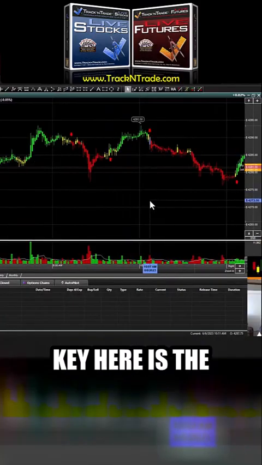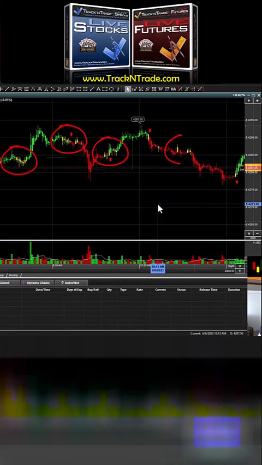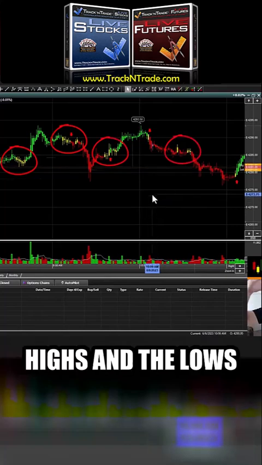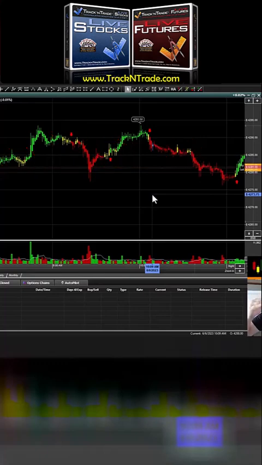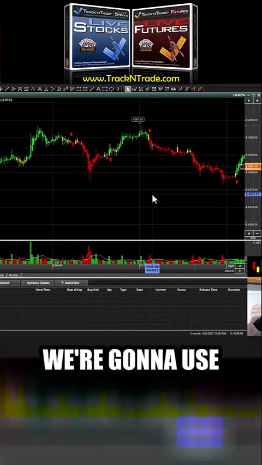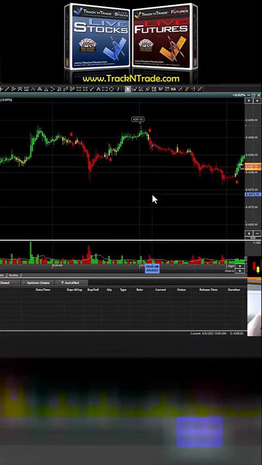One with the other. All right, so the big key here is the neutral zone. It's the yellow bars. A lot of times people are looking at the highs and the lows, and they're taking those as their key points. The highs and lows are important, and yes, we're going to use those. But the key point is the neutral zone. It's the yellow zone. That's the most important point of Fibonacci.